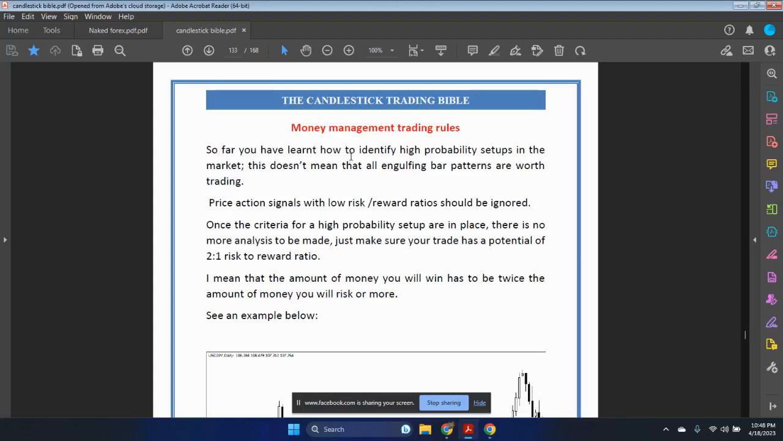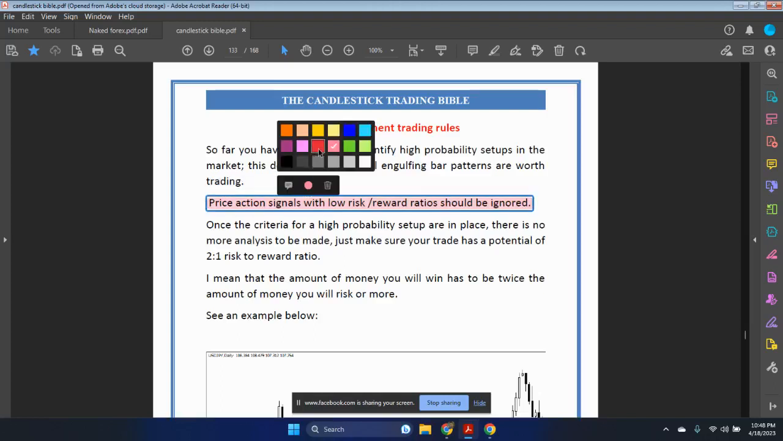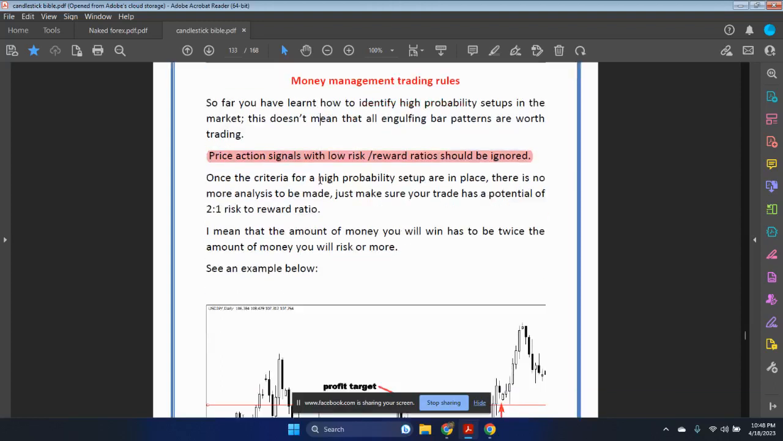So far, you have learned how to identify high probability setups in the market. This doesn't mean that all engulfing bar patterns are worth trading. Price action signals with low risk reward ratios should be ignored. I like this, this is important. Just because it gives you an engulfing does not mean that it's worth trading. And I'm going to put this in red because you can mess up your money if you don't trade right.